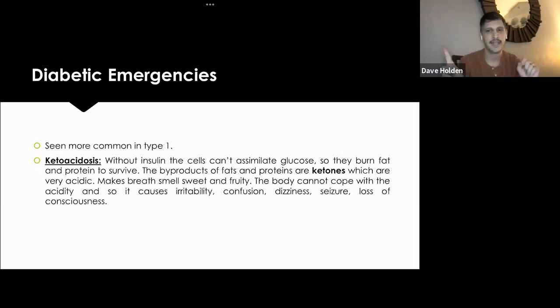ketoacidosis and the keto diet, I don't want the idea to pop in your head that these two things are really related. The keto diet is not recommended for diabetic patients for this reason specifically.